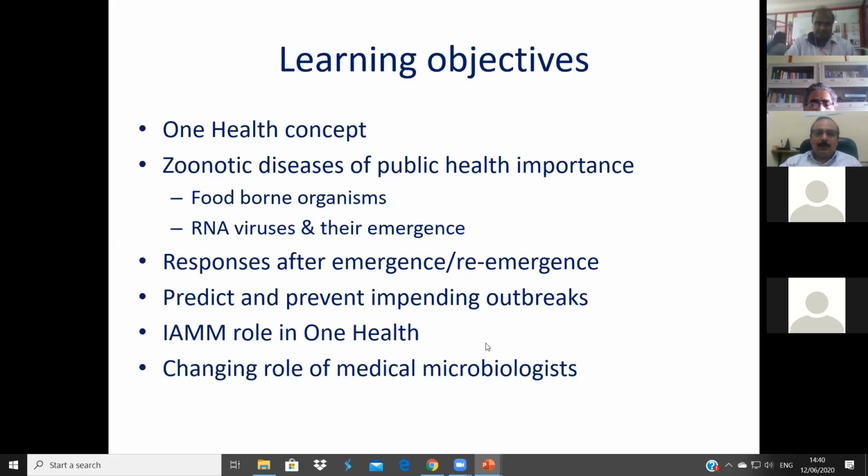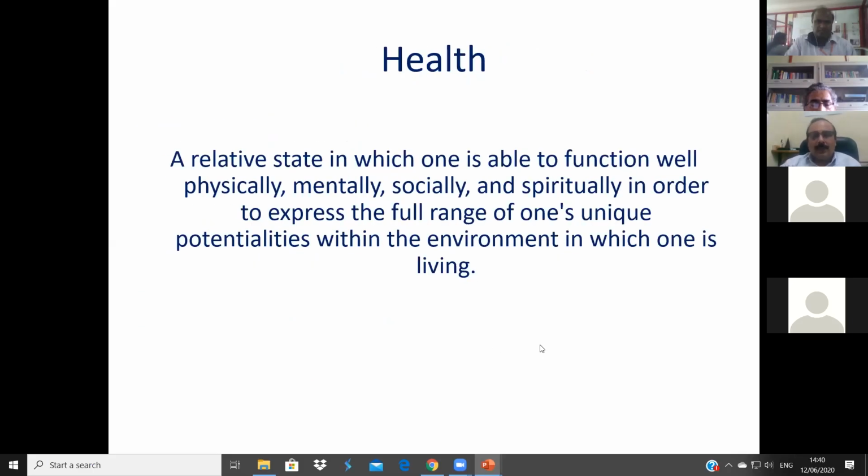So health, as I'm a medical doctor by profession, as defined by WHO, is a relative state in which one is able to function well physically, mentally, socially, and spiritually in order to express the full range of one's unique potentialities within the environment in which one is living. So that is health defined by WHO.